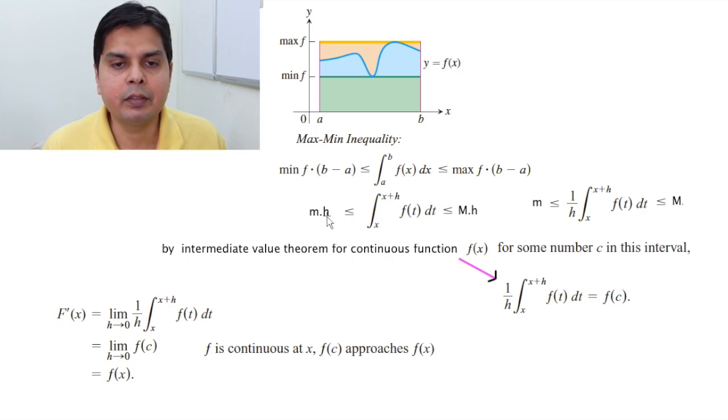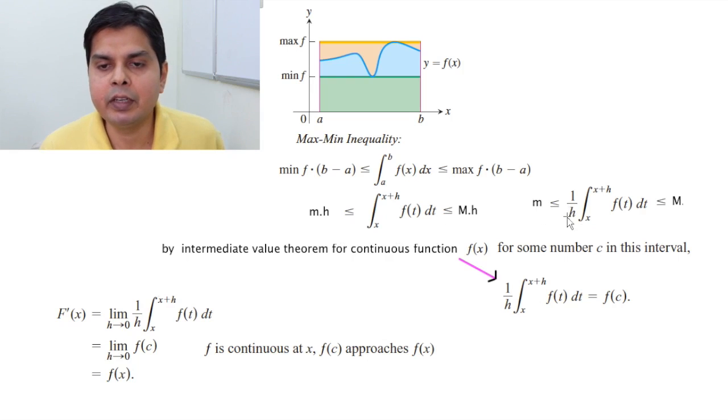So this b minus a will become h. So m into h is less than the integral from x to x plus h of f(t) dt, which is less than capital M h. Now I divide everything by h. I will get m is less than 1 by h times the integral from x to x plus h of f(t) dt, which is less than M. Okay. Till this point it's very clear.